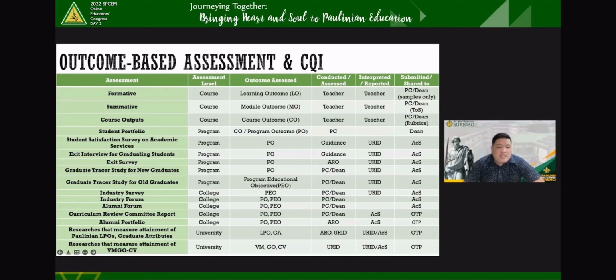So why do we separate these two? Because this one is to assess the PO, and this one is to assess the PEO. And then we also have assessments for the college. We have industry survey, industry forum, alumni forum, curriculum review committee report, alumni portfolio. And then for the university or institutional level, we have researches that measure attainment of collegiate LTOs, as well as researches that measure attainment of the vision, mission, goals, objectives, and core values.